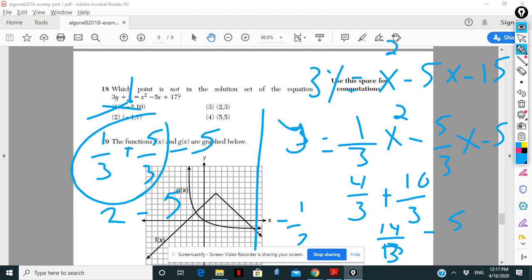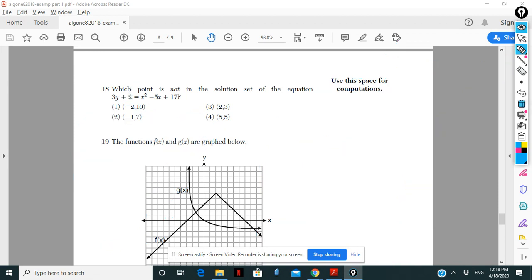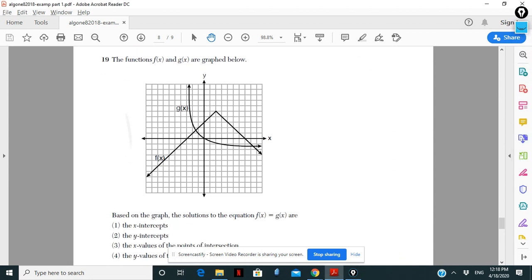1/3. That's plus 15, sorry. So plus 5 giving me 7. So that's correct. If you plug in for everyone, it's going to give you the correct answer, the same y value except the first one.